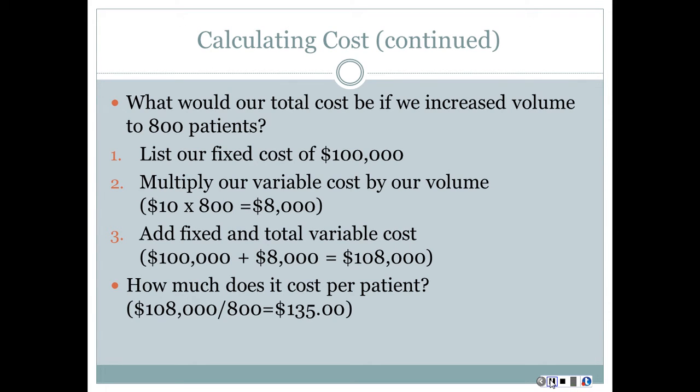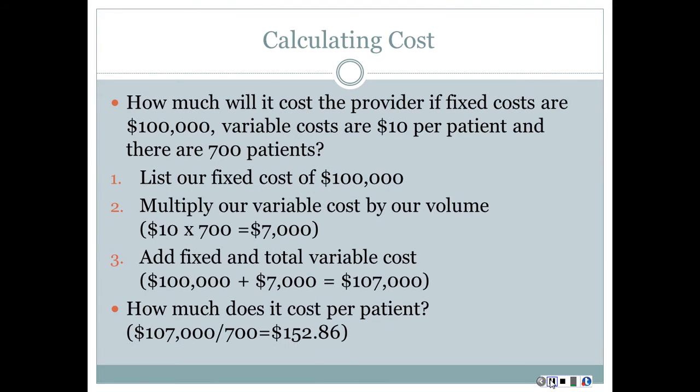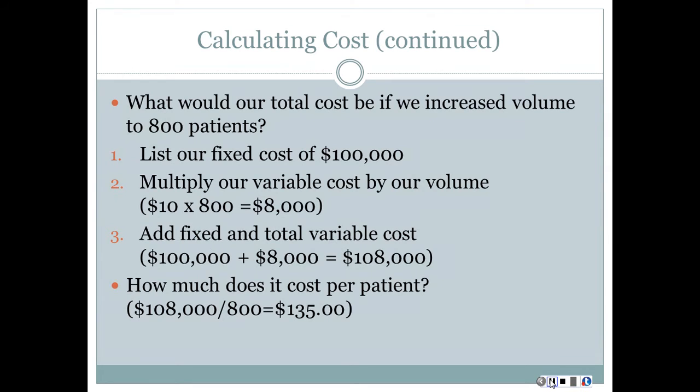Well, how much does it cost per patient? We take our 108,000 divided by 800, and we see that now our cost per patient is $135. It has gone down from the $152.86 down to $135. Now we'd have to charge $135 to break even.